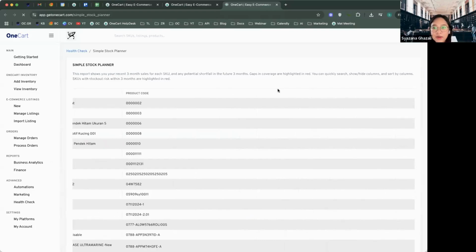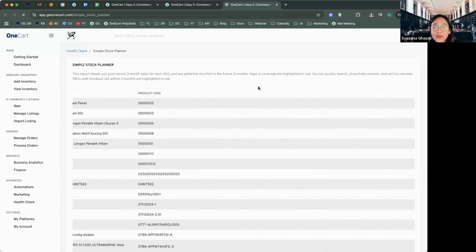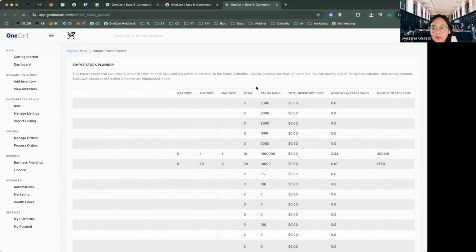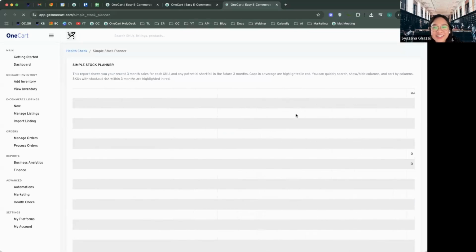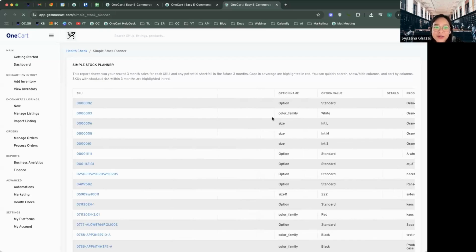So again, try clicking it on your end and see what you can see, because if you see OneCart, it's all zero, zero, zero. And the monthly average sales is zero. Months to stock out is just a nonsense number. If you take a look here, this is called a simple stock planner.